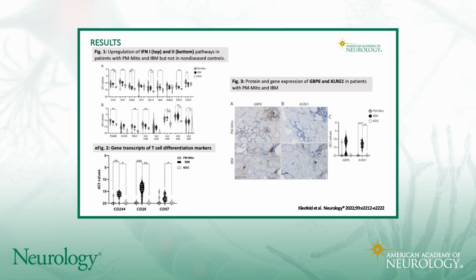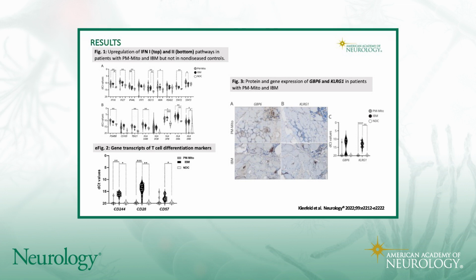On the other hand, in supplemental figure 2 and also in figure 3, they see some genes that are very different in terms of the expression level between inclusion body myositis and PM-Mito. For example, in supplemental figure 2, you see that at least CD244 and CD28, which are markers of T cell differentiation, this is different from T cell activation or proliferation. So these 2 markers at least are much more upregulated in muscle biopsies from patients with inclusion body myositis than in patients with PM-Mito. So this is a difference for these 2 groups.